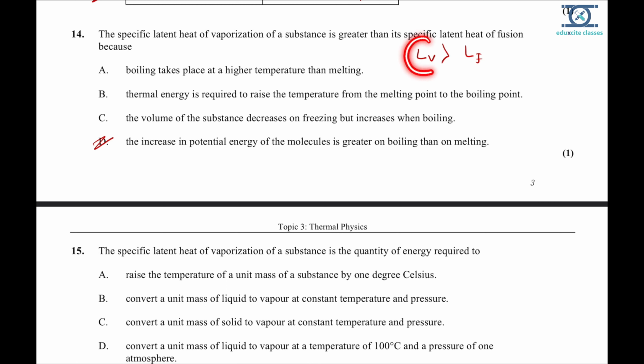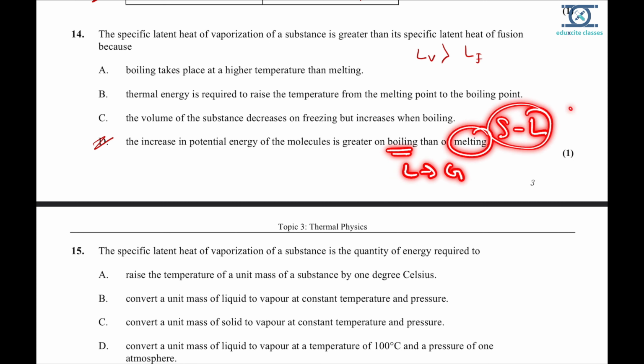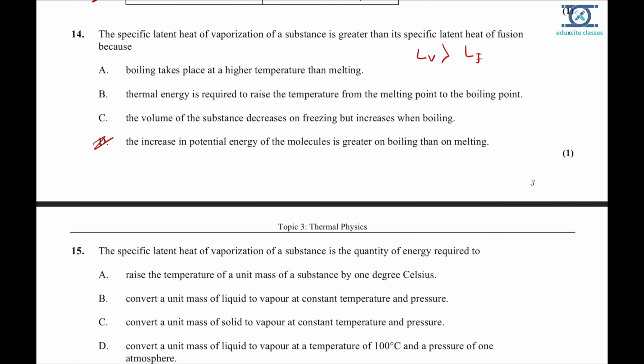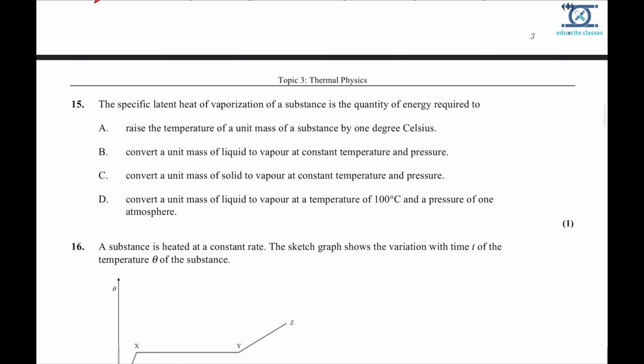Therefore more heat has to be supplied in order to overcome the gain in the potential energy of the liquid, in order to change its state from liquid to gas, as compared to from solid to liquid, where the potential energy gain is less. So option D is the right answer.